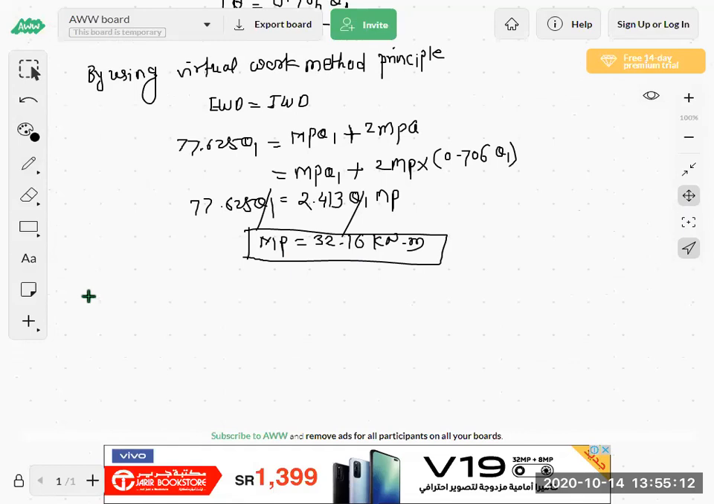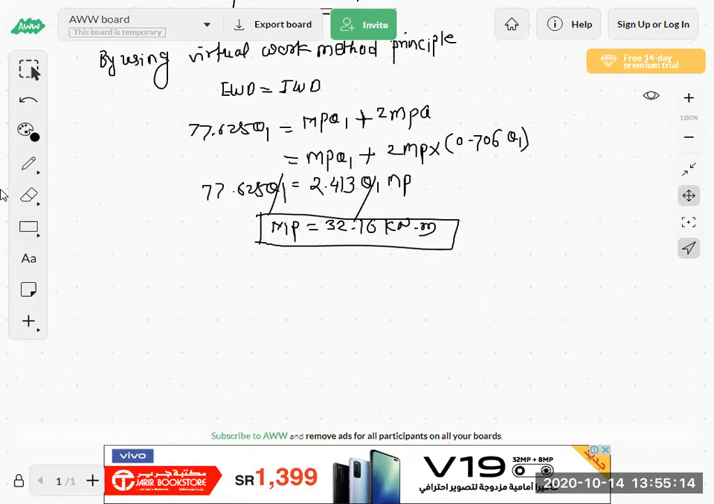Okay, so as in the problem statement, they have told us to calculate the plastic moment. So we have calculated the plastic moment for span AB, span BC and span CD. For every span we have calculated, but here I have to tell you one thing.